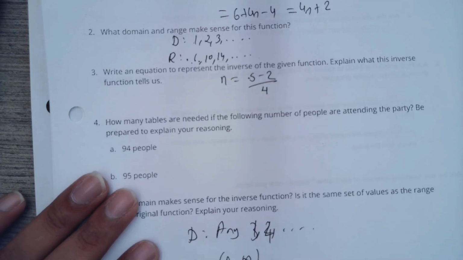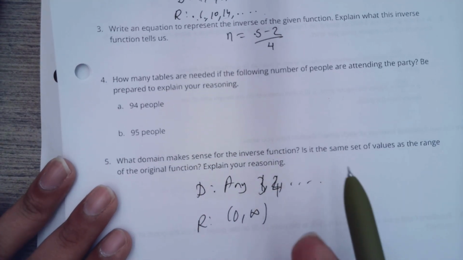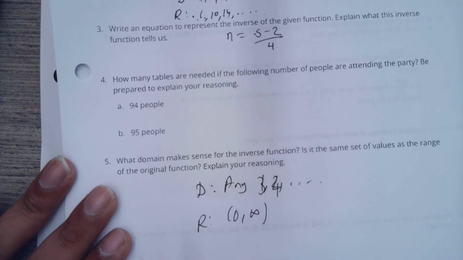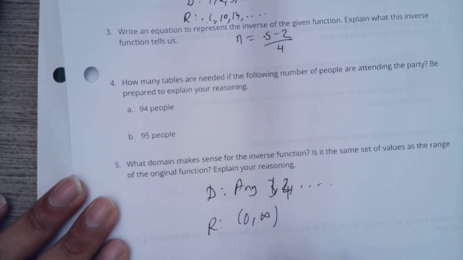6 seats you can have, right? You could use only 4 seats out of them. That's again on you, right? But if you plug in 6, you get 6 minus 2 is 4. 4 divided by 4 is 1. So again, this makes sense for me. 0 to infinity. You can't have a negative number of tables.